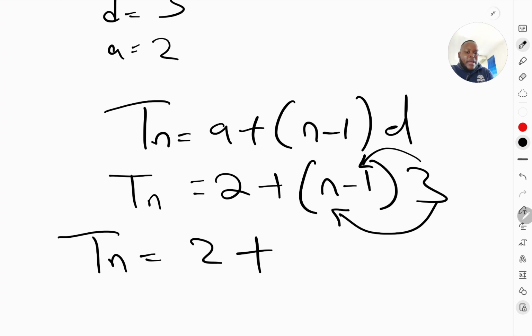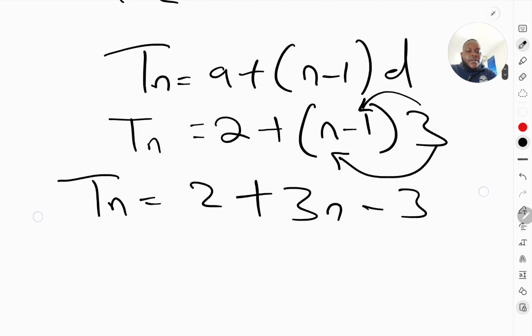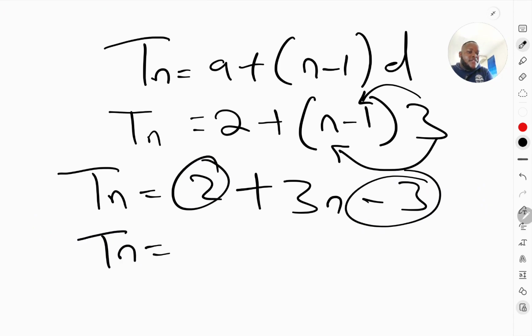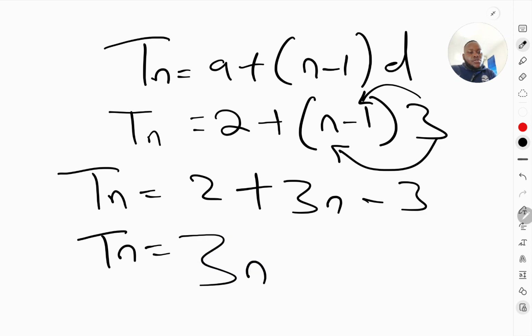So I'll have 3 multiplied by n, which is 3n, and I'll also have 3 multiplied by negative 1, which is going to be negative 3. So now here I'm going to have Tn equals; these 2 and this negative 3 are like terms. So I'll start with 3n, then 2 minus 3 is going to be negative 1.